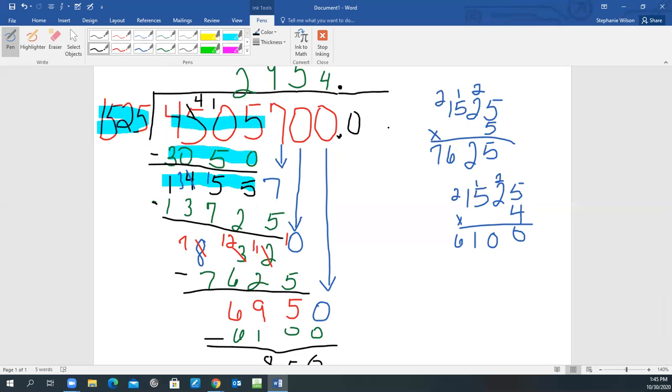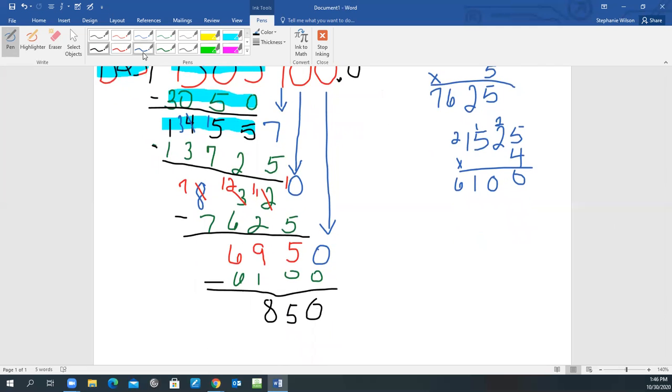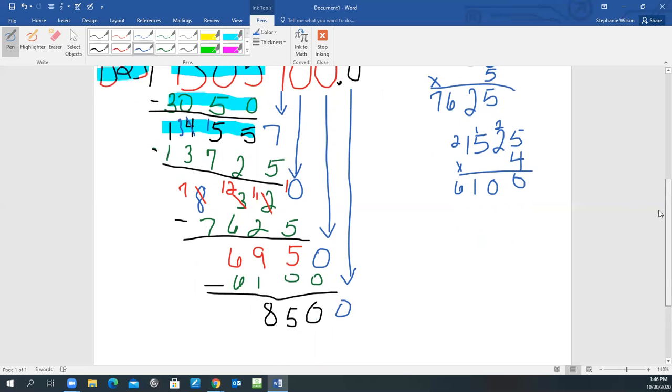So I'm gonna round to the nearest hundredths. That means I gotta go out 3 decimal places in order to round to the nearest hundredths. So let's look at what we got to work with. If I bring this 0 down, what do I have? I have 8,500. I noticed that when I times it by 5, I get 7625. So let's try 5, okay?